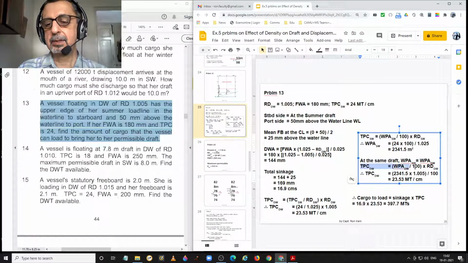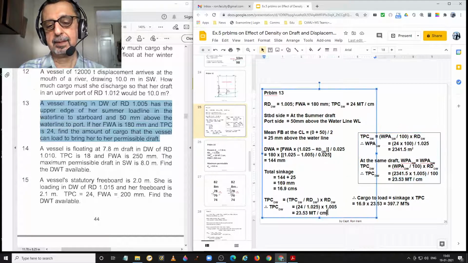TPC in dock water is equal to water plane area in dock water divided by 100 multiplied by relative density of dock water. Thus we see TPC in dock water is equal to water plane area in dock water, 2341.5 square meters, multiplied by relative density of the dock water 1.005 and divided by 100, and we get the answer to be 23.53 metric tons per centimeter, exactly the same.